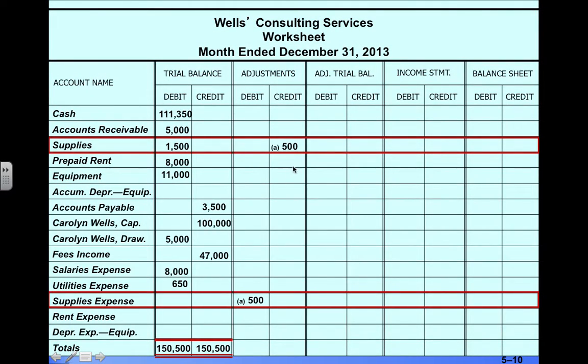So how do you record that? Well, that becomes your expense. You debit your supplies expense and you credit supplies because now you're reducing your supplies. If you leave it at this number, 1,500, it's going to be overstated.